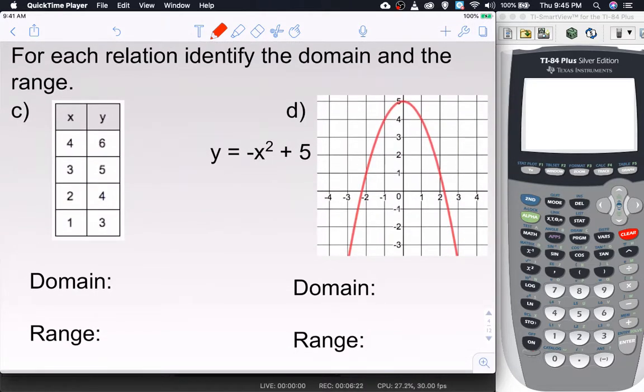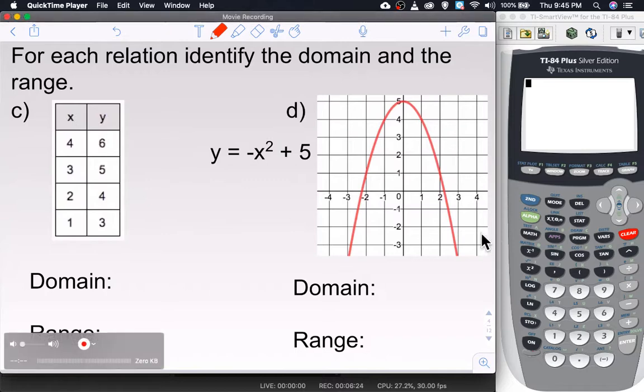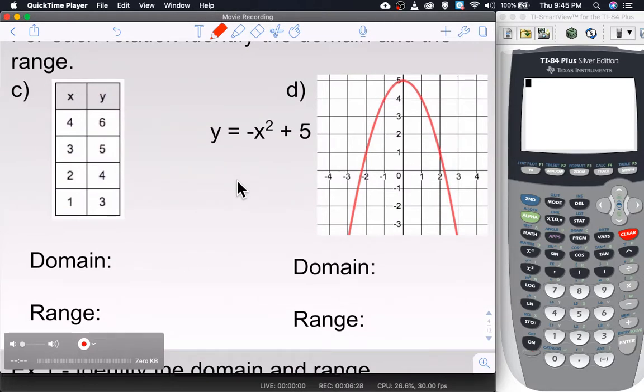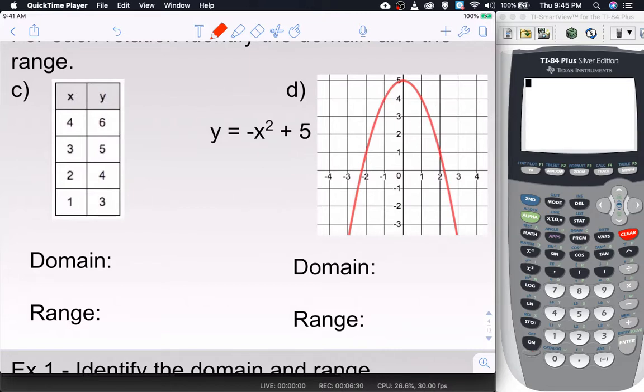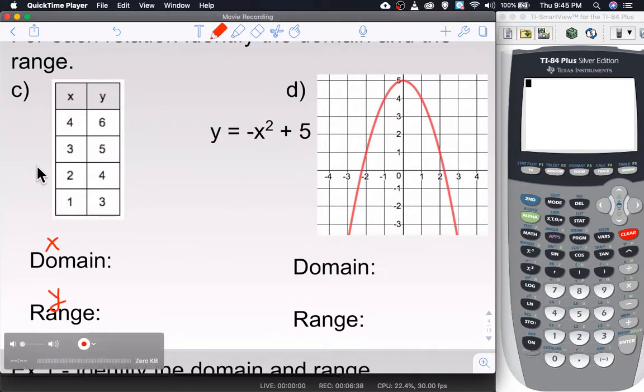Okay, 2 more from me, and then I'm going to have you try a few. So, from this table, we would like to identify the domain and the range. The domain are the inputs, which are the x values. The range are the outputs, which are the y values. Very much like a set of points, the domain of the table is going to be just the given inputs.